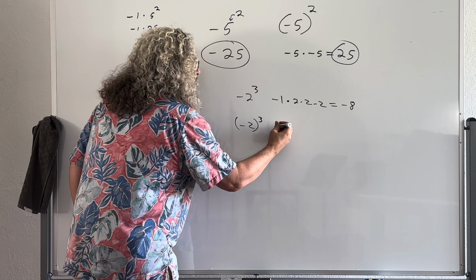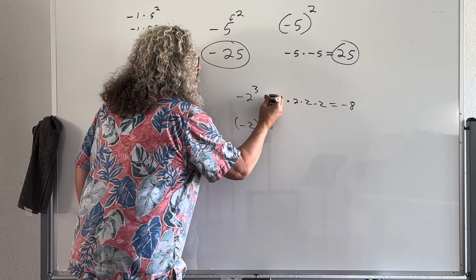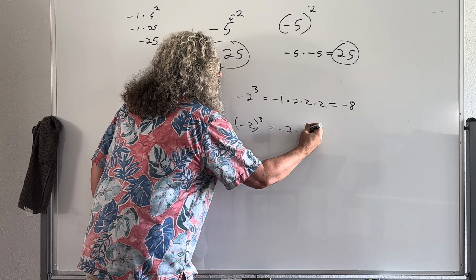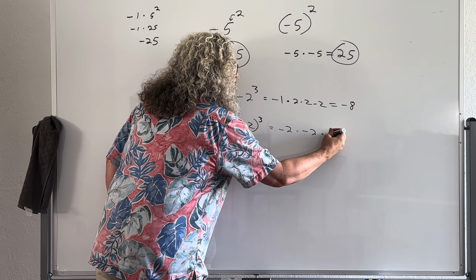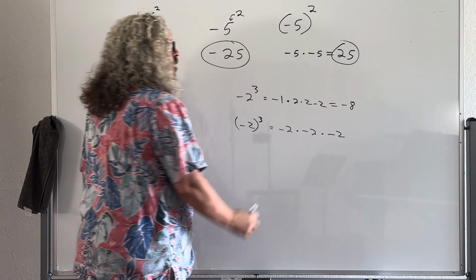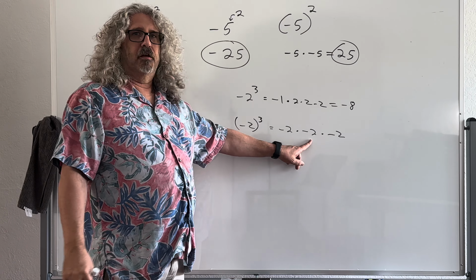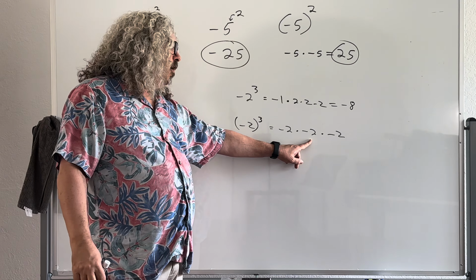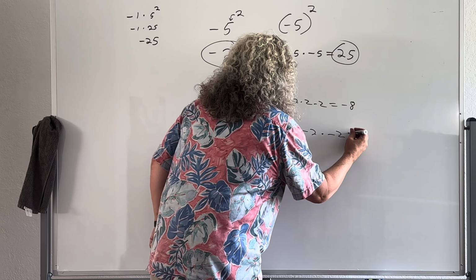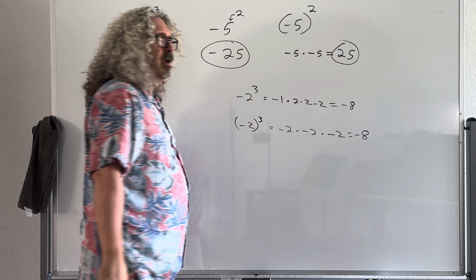This one, you actually have to think about it like this. Let me put a little equal signs here. Negative 2 times negative 2 times negative 2. And in this case, negative 2 times negative 2 is positive 4. Positive 4 times a negative 2 is a negative 8.